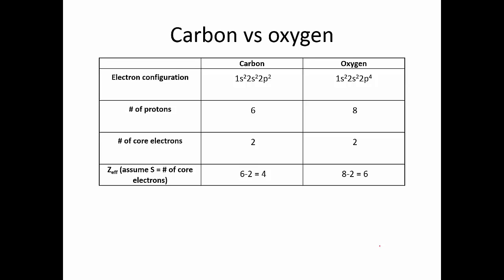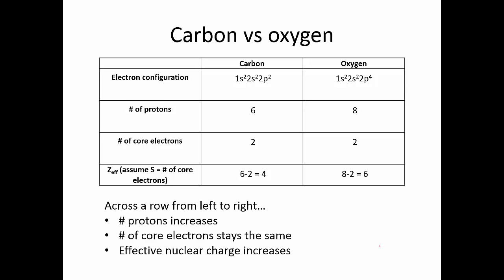Checking your work here, it should look like this. So we've got our electron configurations. You'll notice carbon has 6 protons, oxygen has 8. Carbon has 2 core electrons, oxygen also has 2 core electrons. So the effective nuclear charge of carbon is 4, while the effective nuclear charge of oxygen is 6.